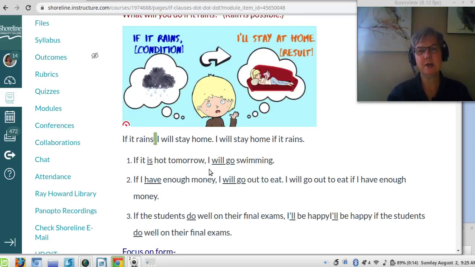If it is hot tomorrow, I will go swimming. That means maybe it will be hot. If it's hot, I will go swimming. If I have enough money, I will go out to eat. That means maybe I have enough money. If I have enough, like $20, I will go out to eat. I will go out to eat if I have enough money, so there's a chance.